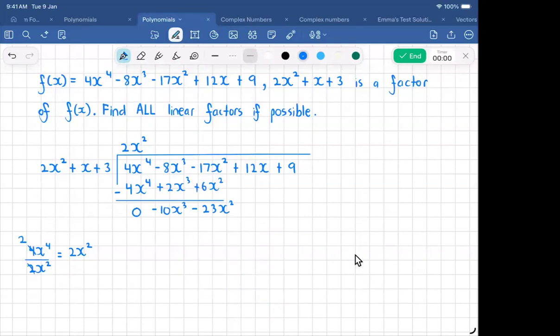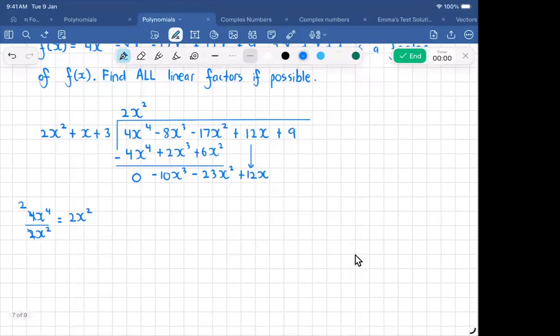Right, and then I'm going to do what? Then you restart the process. So I'm going to bring down the 12. Now we restart the whole process. So what to do next? 10x cubed divided by the 2x squared, into the 10x cubed minus 10x.